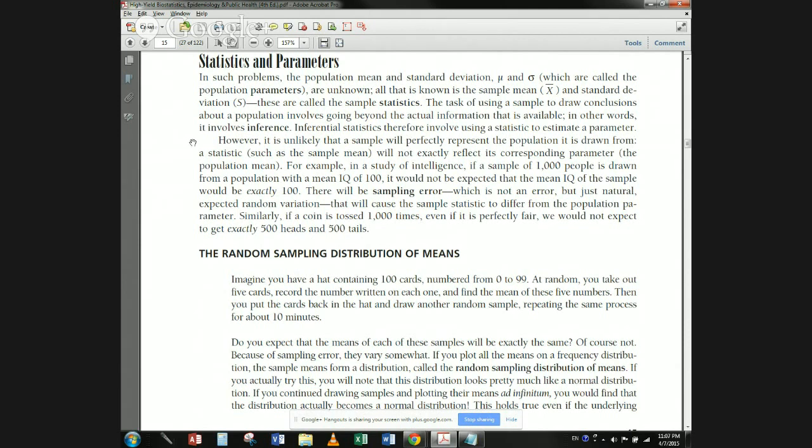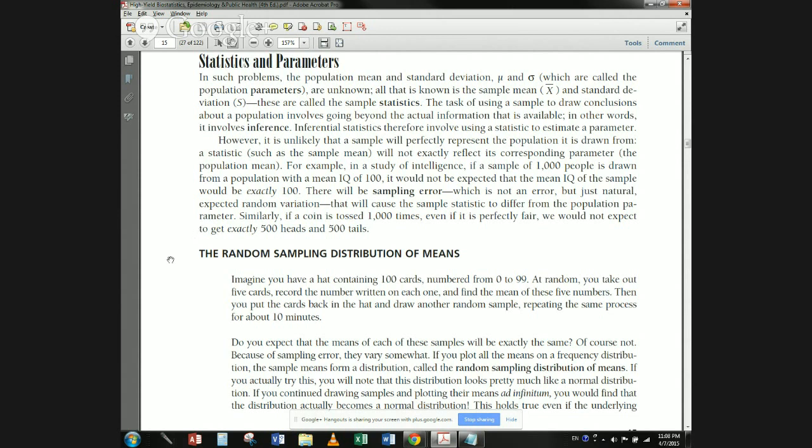However, it is unlikely that a sample will perfectly represent the population it is drawn from. A statistic such as the sample mean will not exactly reflect its corresponding parameter, the population mean. For example, in the study of intelligence, if a sample of 1,000 people is drawn from a population with a mean IQ of 100, it would not be expected that the mean IQ of the sample would be exactly 100. There will be sampling error, which is not an error but just natural, expected random variation, that will cause the sample statistic to differ from the population parameter. Similarly, if a coin is tossed 1,000 times, even if it is perfectly fair, we would not expect to get exactly 500 heads and 500 tails.